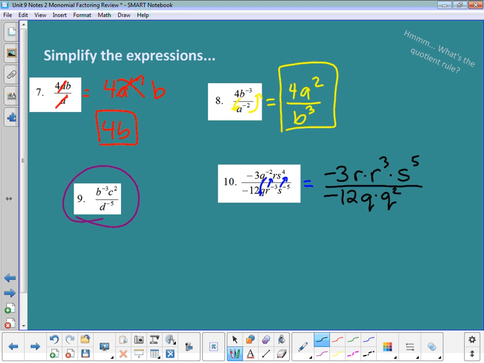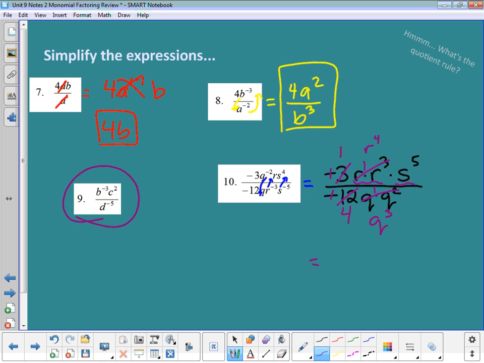Now I'm going to go back and look at what I can cancel. The coefficients. First of all, negative over negative, positive. Done with them. The 3 over 12, I can divide both of those by 3. If I take out the common factor of 3, this becomes a 1, and that becomes a 4. 12 divided by 3 is 4. And now put your like bases together. R to the first times R to the third, that's R to the fourth. S is by itself, S to the fifth. And Q to the first times Q squared on the bottom is Q to the third.